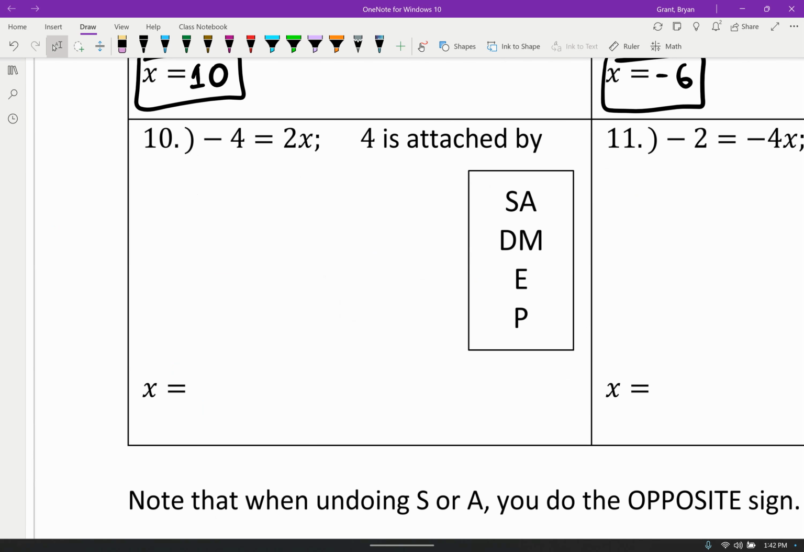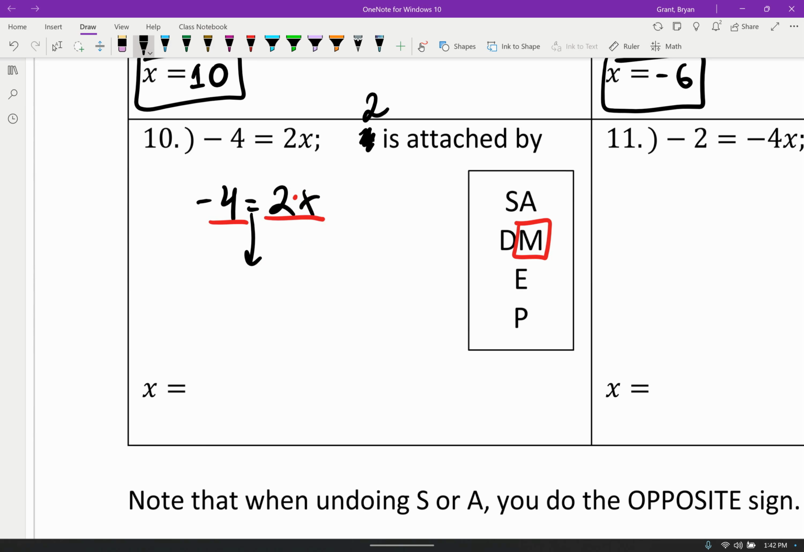Negative 4 equals 2x. This says 4 is attached by, that's a typo, apologies, it should be a 2. Will be better next time I post this. So we have negative 4 equals 2x, and we ask ourselves, what's the operation between 2 and x? What's attaching them? If nothing's written, has to be multiplication. So let's undo the multiplication. Okay, and we know that's going to be division.